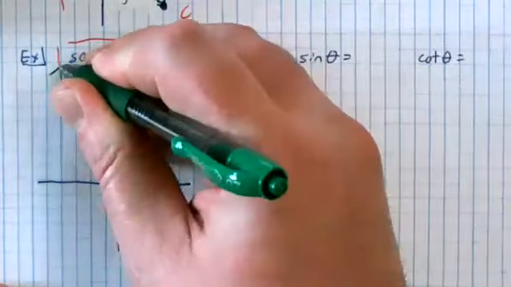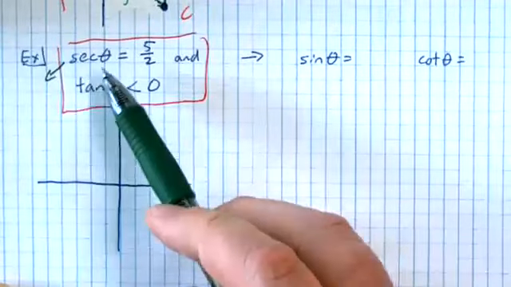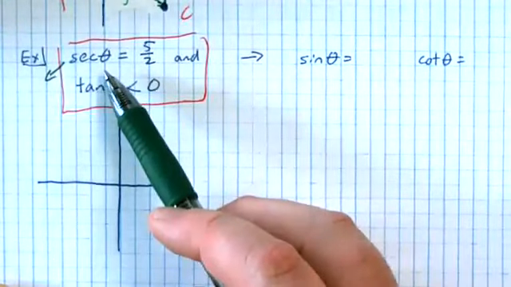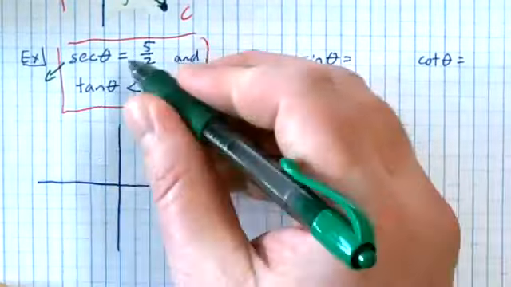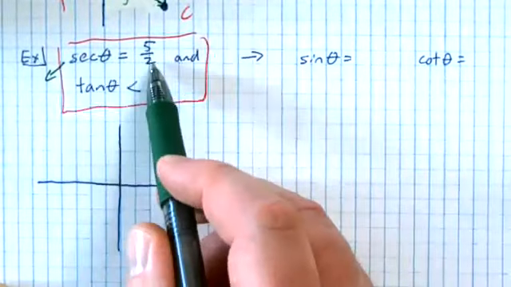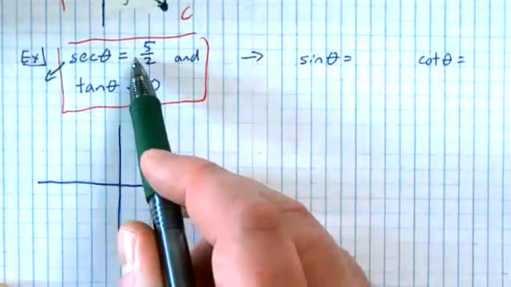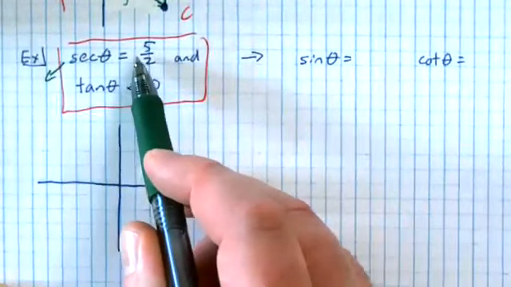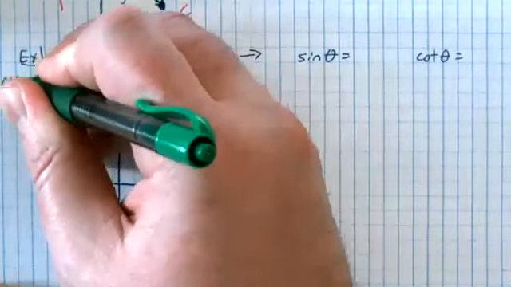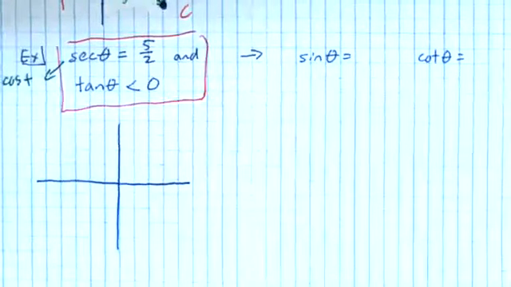I'm going to look at this piece of information there. Secant is related to sine, cosine, or tangent. Which one's secant? Secant's related to cosine. When I see that the secant of theta is 5/2, I don't really care so much about the 5/2 as the fact that it's positive. Secant's positive, agreed? Which means that cosine is positive. That's my first piece of information.